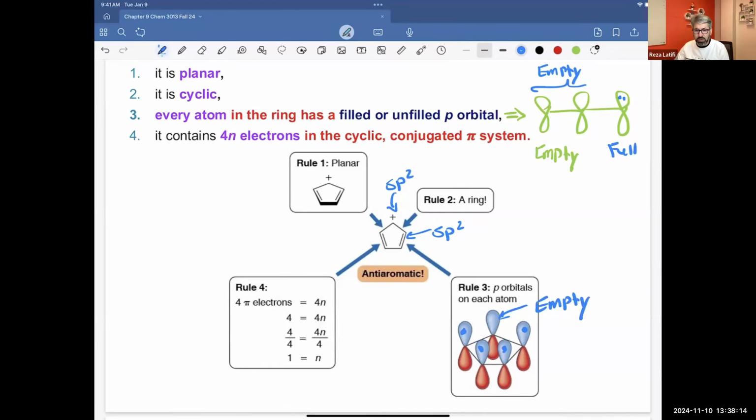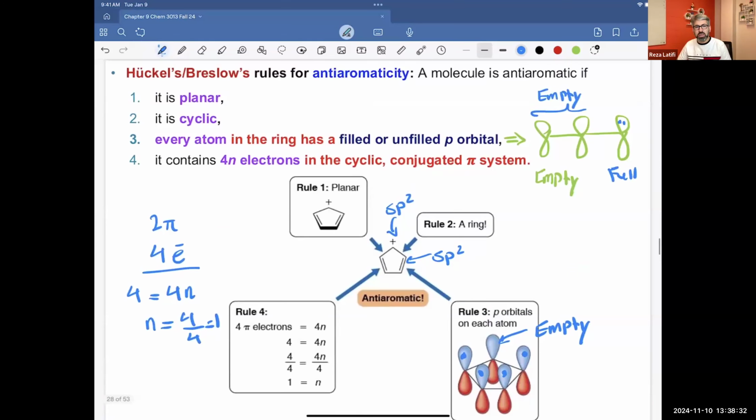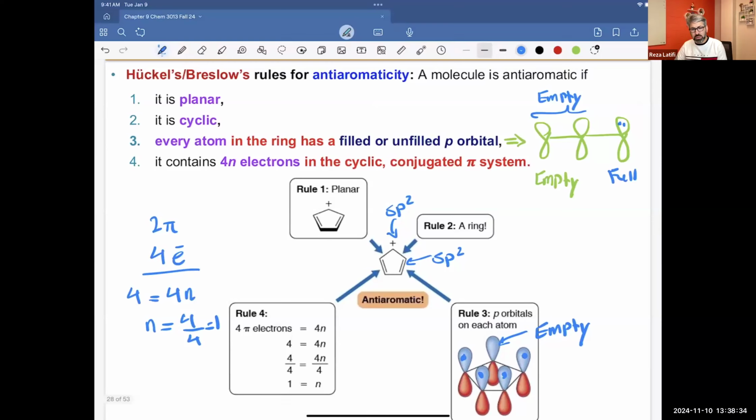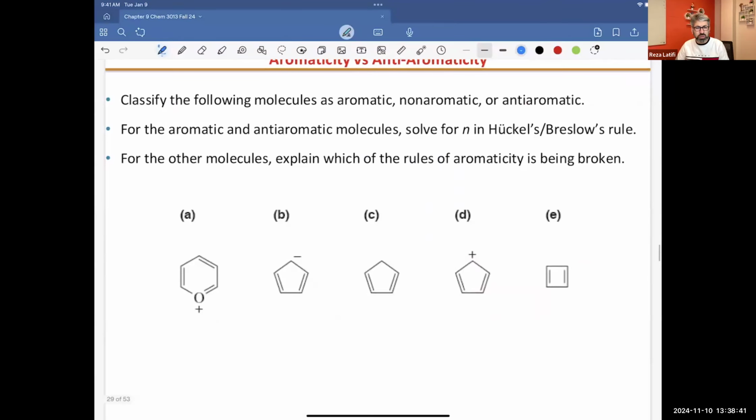So totally, we have 4 electrons, or we have 2 pi bonds. That means we have 4 electrons. So this one will be following 4n. And what's the n? n is going to be 4 divided by 4. It will be 1. So this system, we say, is anti-aromatic. Okay, let's go through these examples and try to figure out which one is aromatic or anti-aromatic. So pause the video here and try to practice all of them one by one.